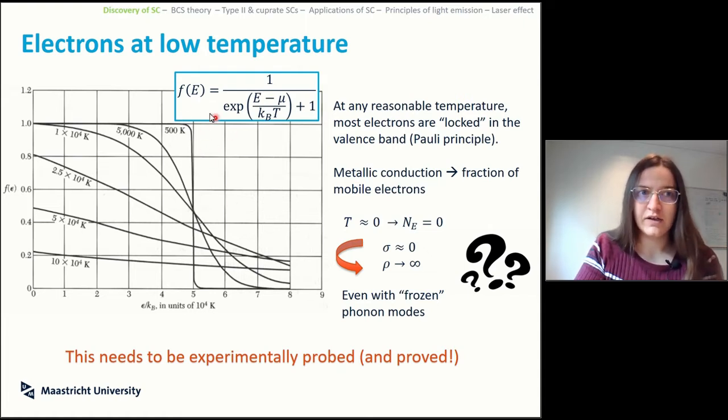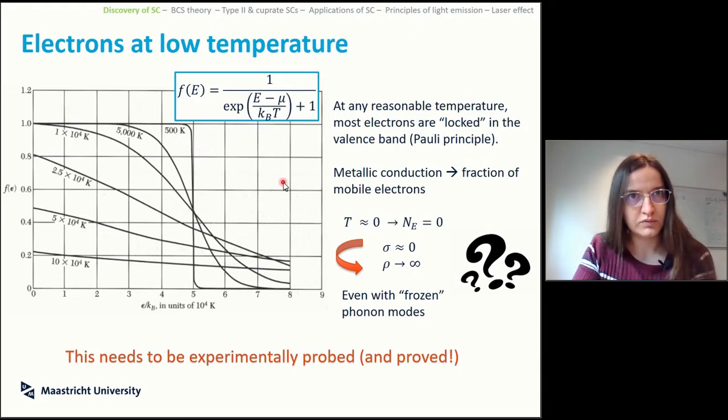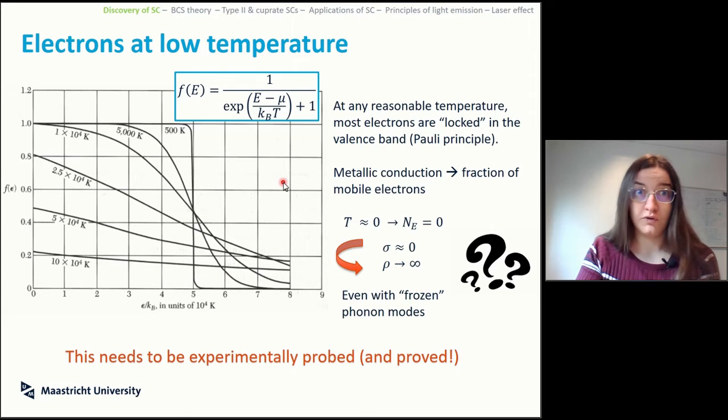The only thing that gives you the metallic conduction is this fraction of electrons that go into the conduction band. So if you go close to 0 Kelvin, and this number of electrons goes close to 0, so the population up here is almost 0, then are we saying that we have 0 conduction, therefore infinite resistivity?